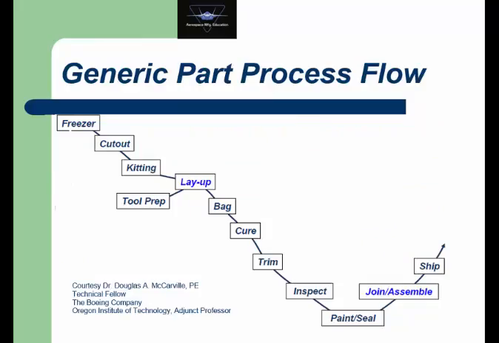This is a generic part process flow chart. So we start up here at the top, and this is assuming a prepreg material. We have our prepreg material in the freezer so that we're slowing down the cross-linking and extending the shelf life of this material. Take it out of the freezer, we thaw it out, we take it to cut out so that we're cutting the patterns that we need to fill our mold.